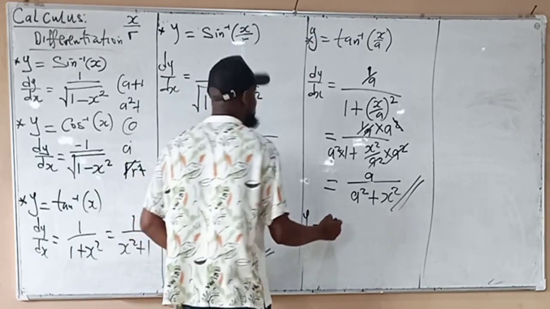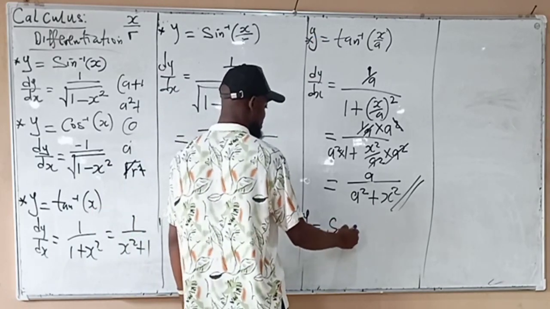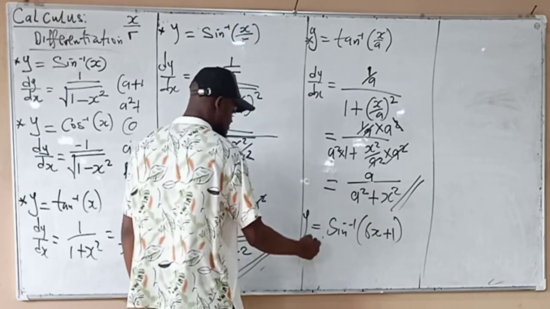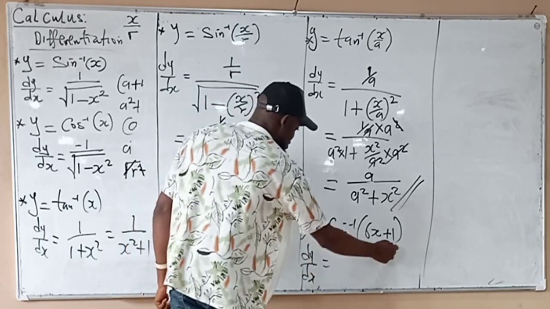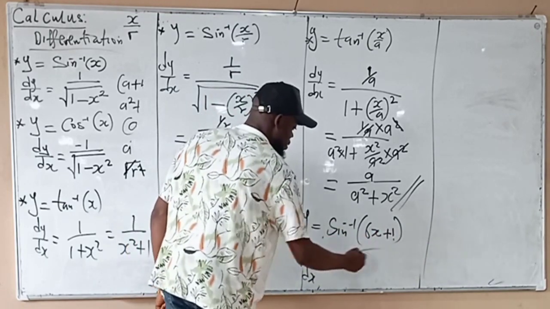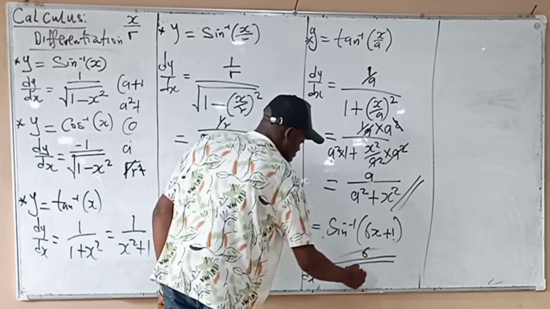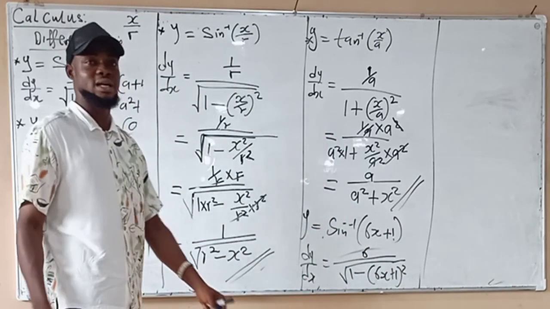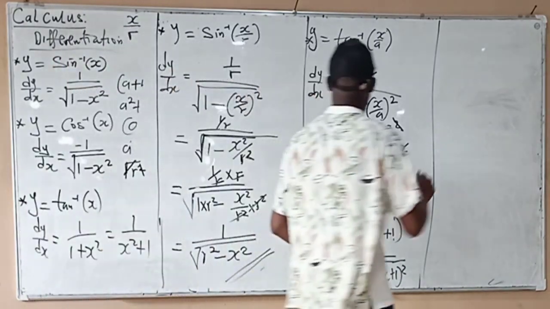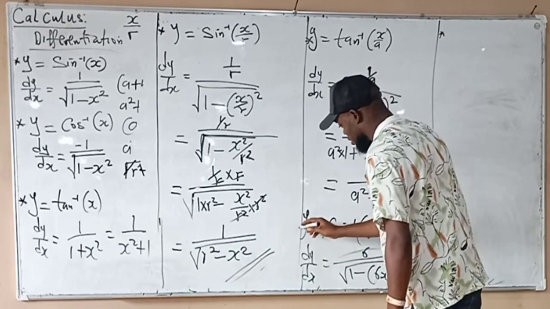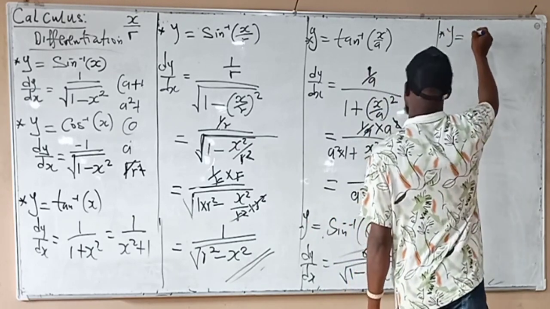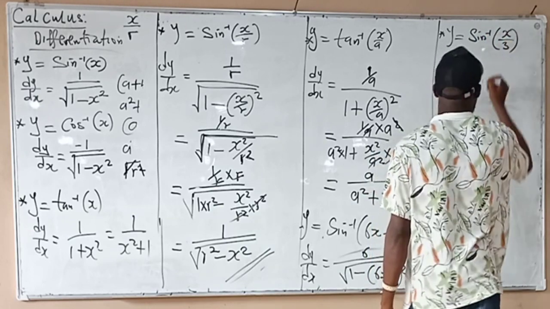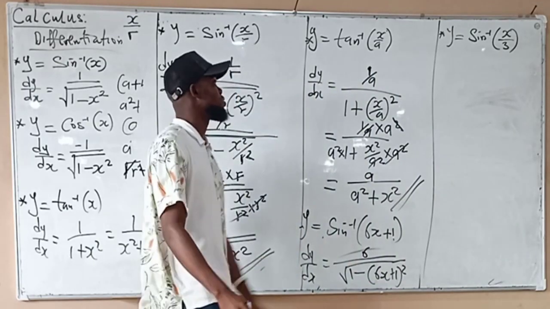It's very, very important. If y is equal to, let's say, sine inverse of 6x plus 1, what will be dy over dx? Now this one, 6x plus 1, will have 6 over the square root of 1 minus 6x plus 1 squared. Remember, sine inverse has a square root of that. So let's do another question. If y is equal to, let's say, sine inverse of x over 3, that's what we're going to have.